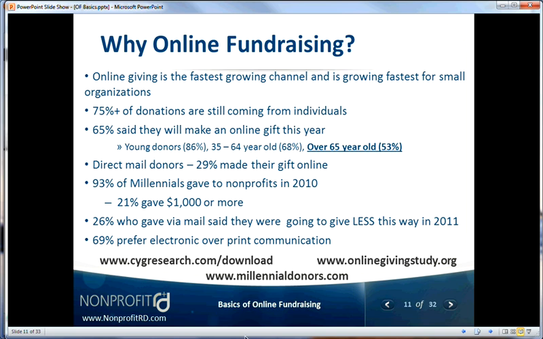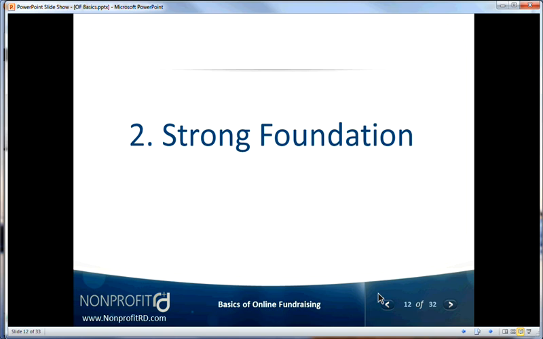But a couple of things I did want to highlight really quick is that people say older folks are not donating online. As part of the Cygnus Donor Study, they asked folks over 65 years old if they'd be making an online gift this year, and that was for 2012, I believe. 53% said they were going to be giving an online gift this year. So it's reached that critical mass. Over half of the people are now donating online, so even the older generations are donating online. There's also 69% who prefer electronic over print communication. So there's just a lot of little stats in there that you can use to convince folks of why you need to do online fundraising, but we're not going to focus on that so much today because we all know that.